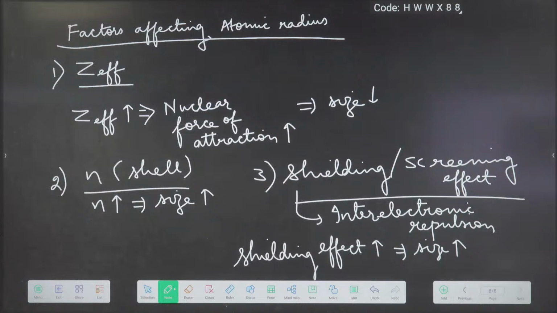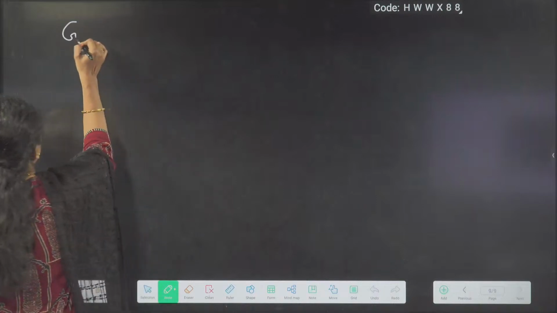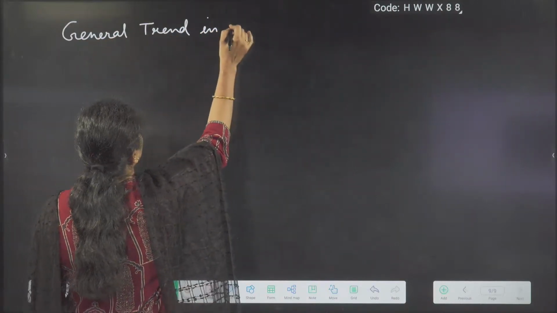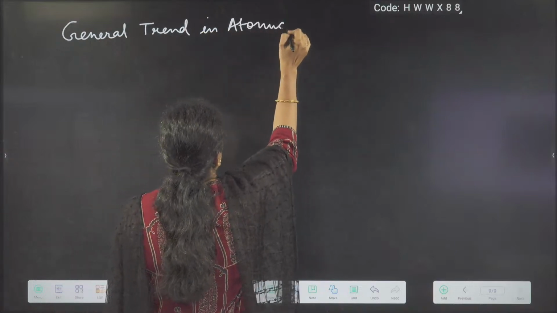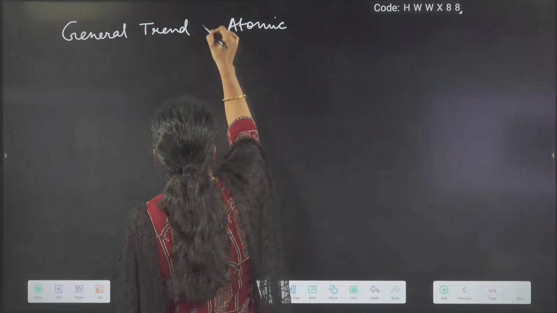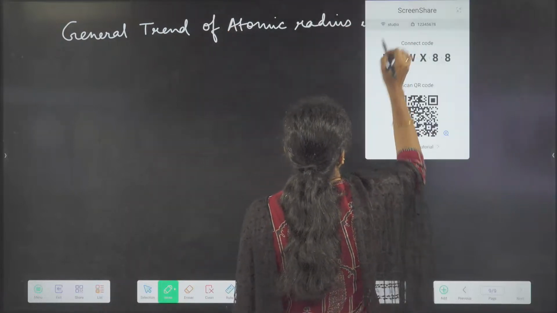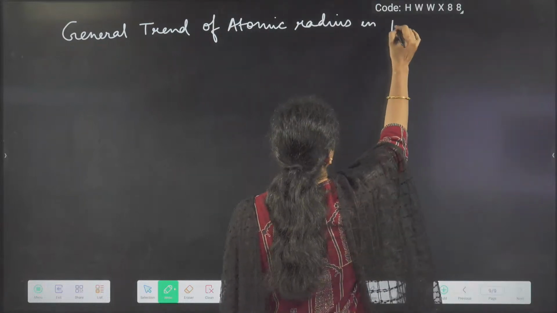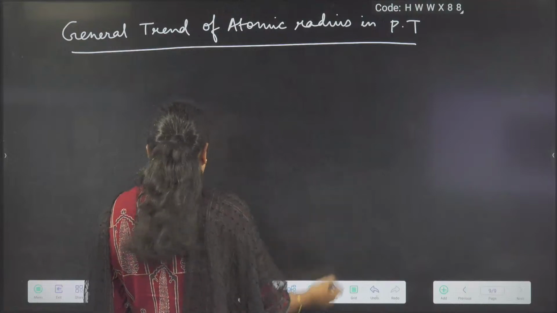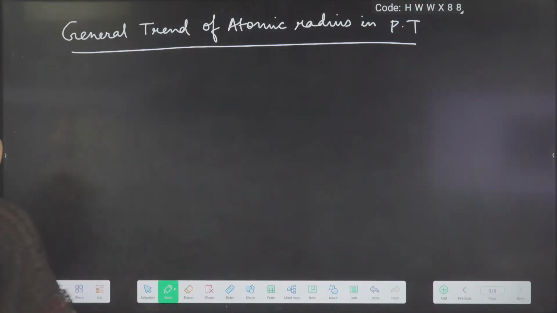Shall we proceed further now? Now let us go for the general trend of atomic radius in the periodic table. So I'm just writing the general trend. After that, we'll proceed to see specific trends in S, P, D, F blocks and certain periods.